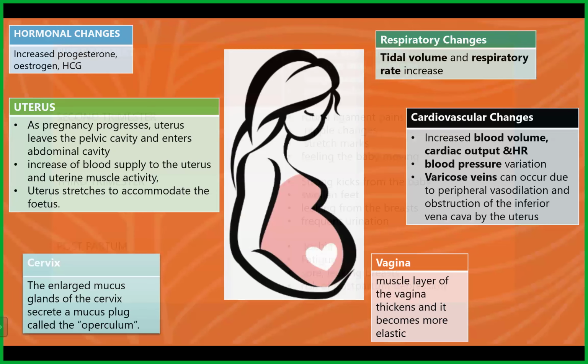So now let's see what physiological changes we can see in the postpartum period. Talking about the hormonal changes first: there is progesterone, there is estrogen, there is HCG, and there is one more hormone known as the relaxin hormone. Let's talk about progesterone first. So progesterone would be increased, right?